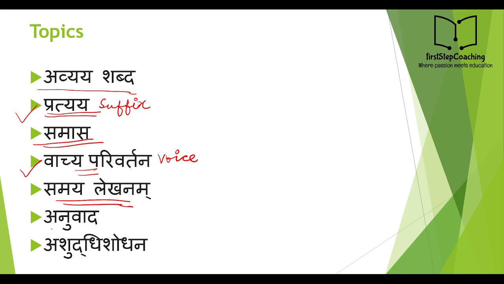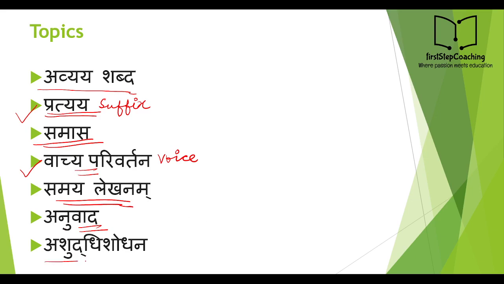Then comes Anuvad. Anuvad means translation. So, what are we going to do in this topic? We are going to translate sentences from Hindi or English to Sanskrit. So, in this, we will be using all our Karak, Upad, Vibhakti, Shabd Dhatu Roop, Vachya Parivartan, all the rules we are going to use to convert the sentences into Sanskrit.